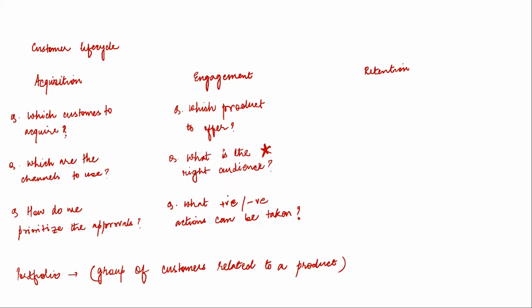We all know what positive action can be taken. An example of positive action could be that you sell a new product to that group of customers. But can you give me an example of a negative action? Fining them. But what for? Like a penalty, like they haven't repaid in a certain amount of time. Mark them as a defaulter or something.